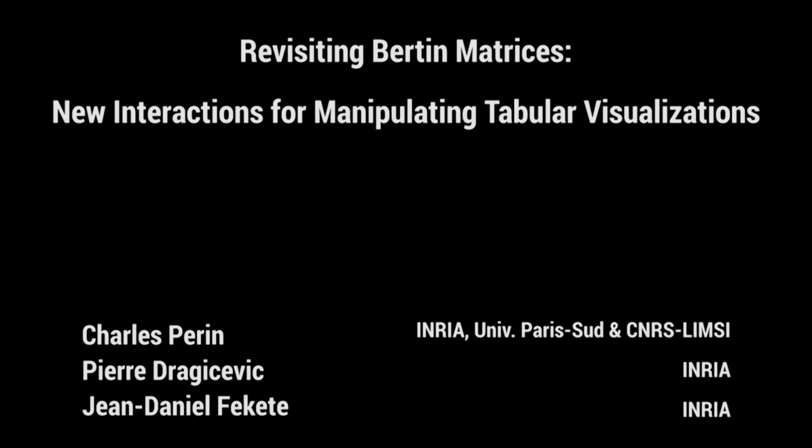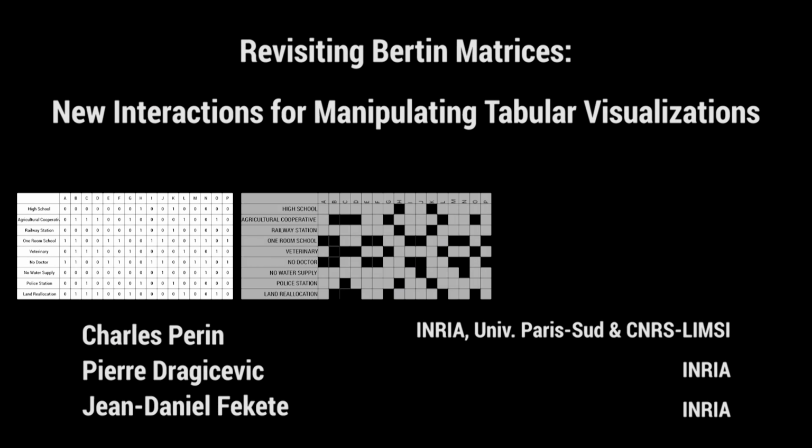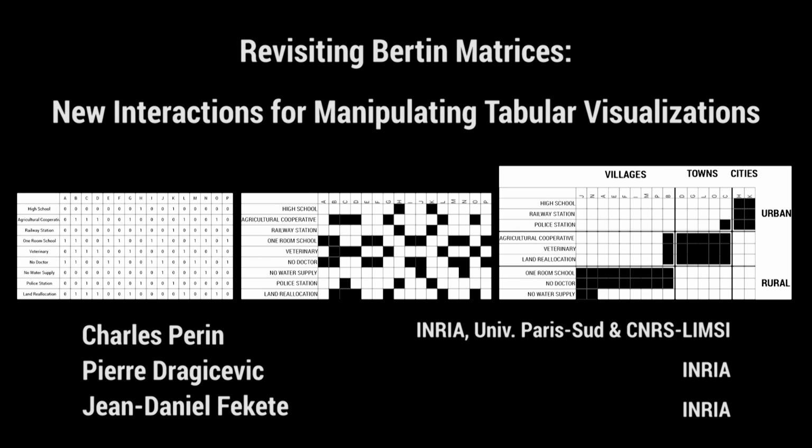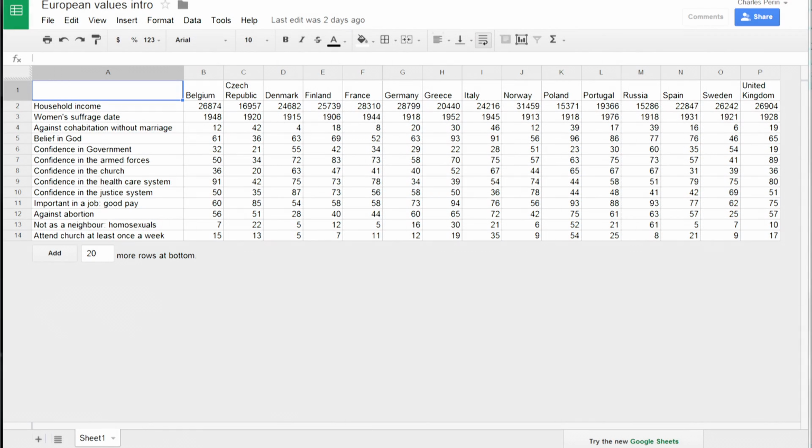We present Bertifier, a tool that allows users to format their spreadsheets in order to explore and present the data visually, based on the method of the cartographer Jacques Bertin. Suppose Clara is preparing a newspaper article on European values.